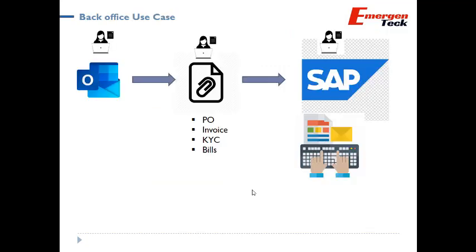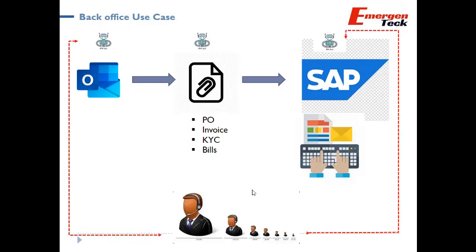Let's understand one quick use case for the back office, that is, the unattended bot. Let's assume we have procure to pay, invoice processing, KYC processing or bill processing, wherein at this moment human agents are monitoring the emails, extracting the information from the PO, invoice, KYC or bills, and then pushing all this data into different enterprise applications. It could be SAP, Salesforce, anywhere the data entry happens. So it's a very good candidate for an unattended bot to build, deploy, and reimagine the process.